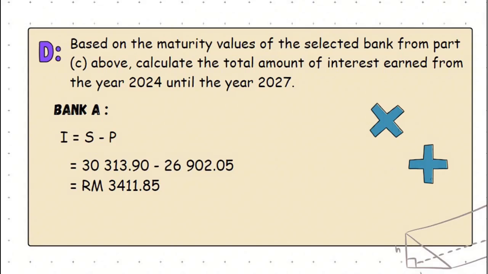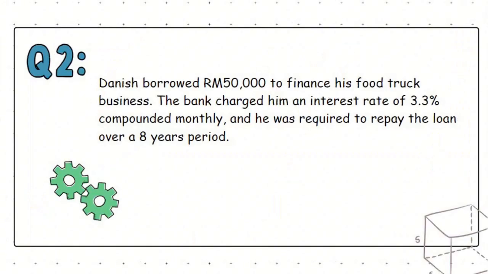So for the S, it should be 30,313.90 minus 26,902.05. So the amount of interest earned from the year 2024 until the year 2027 is 3,411.85.